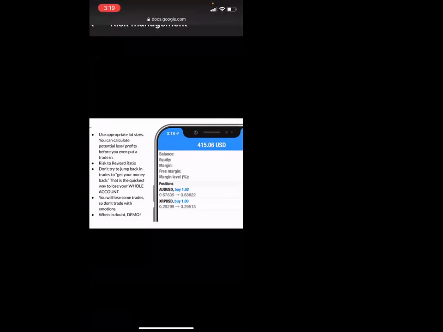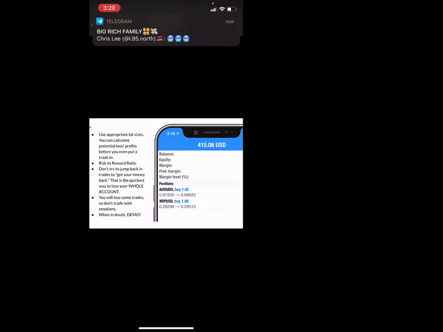And then this is a big thing. Do not try to get your money back off of a trade and just hop back in and basically revenge trading. Don't try to hop back in to get your money back. If your trade hits stop loss, then it is what it is. Go look at a different pair. Go on about your business. Don't try to hop back.